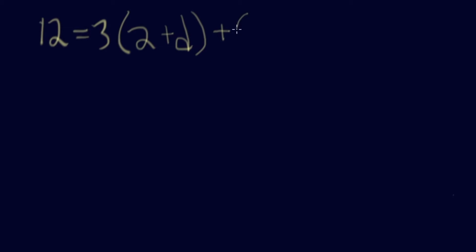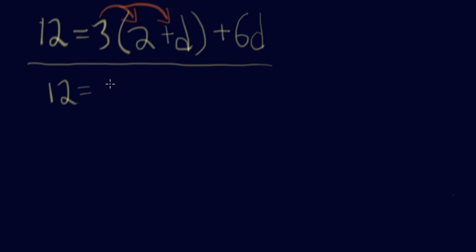Now this one causes some problems just because this 6d is hanging out here. So a lot of kids forget about the 6d. So let's go and expand our brackets. So we're going to distribute right here. So I'm going to do that, and we get 12 equals 6 plus 3d plus 6d.